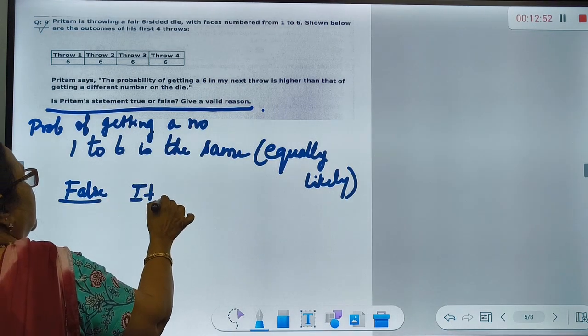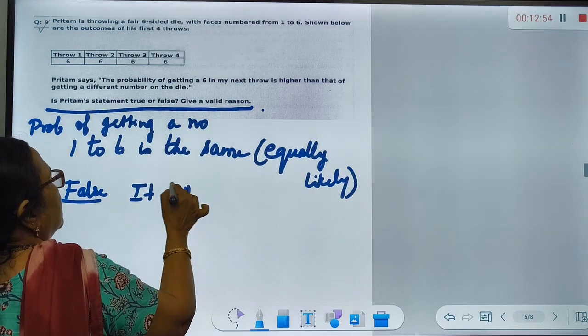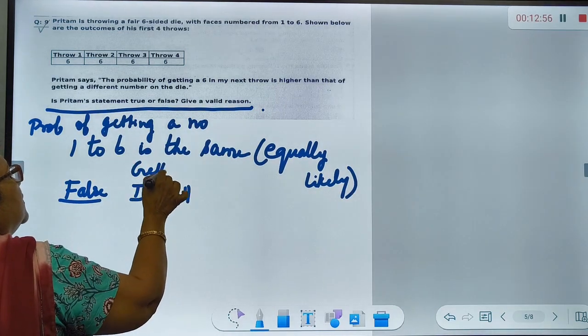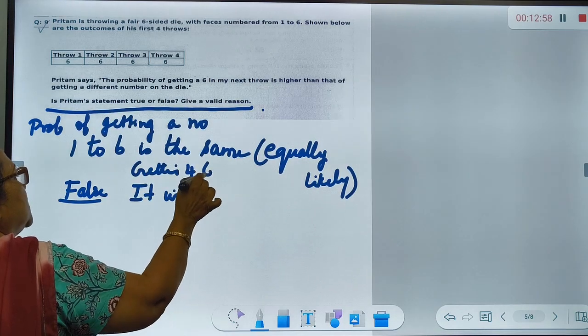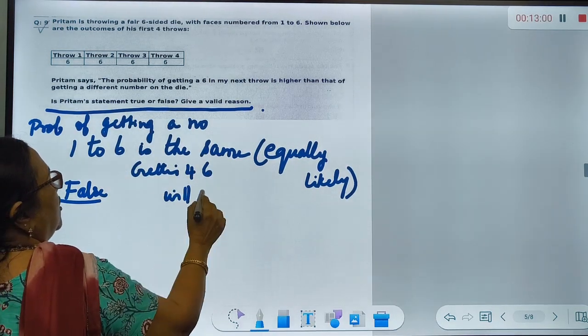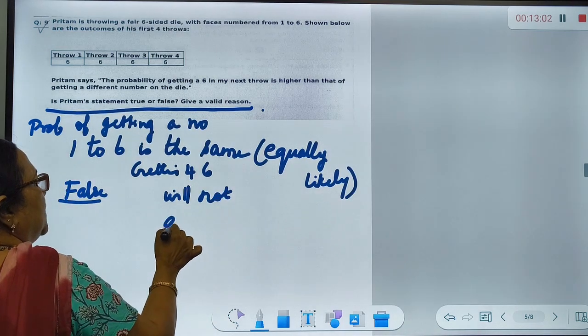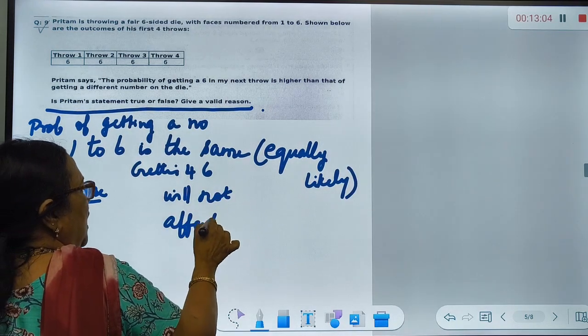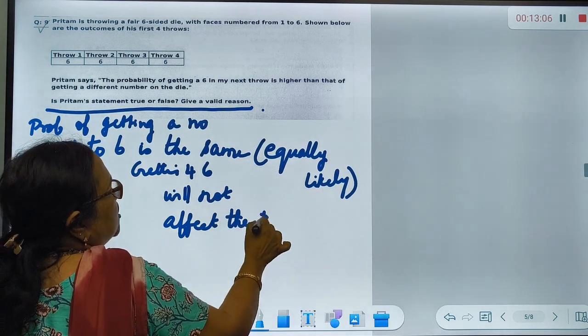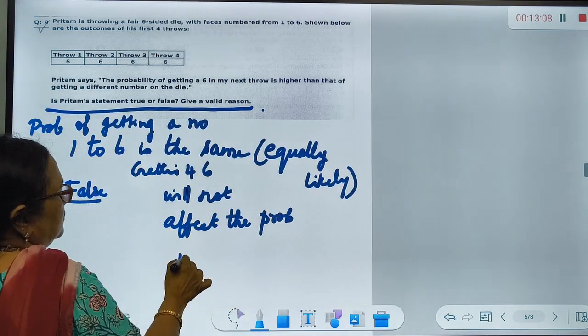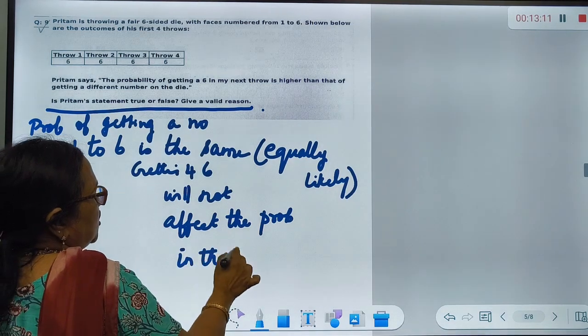It will not affect the probability. Getting 4 sixes will not affect the probability in the next attempt or the next throw.